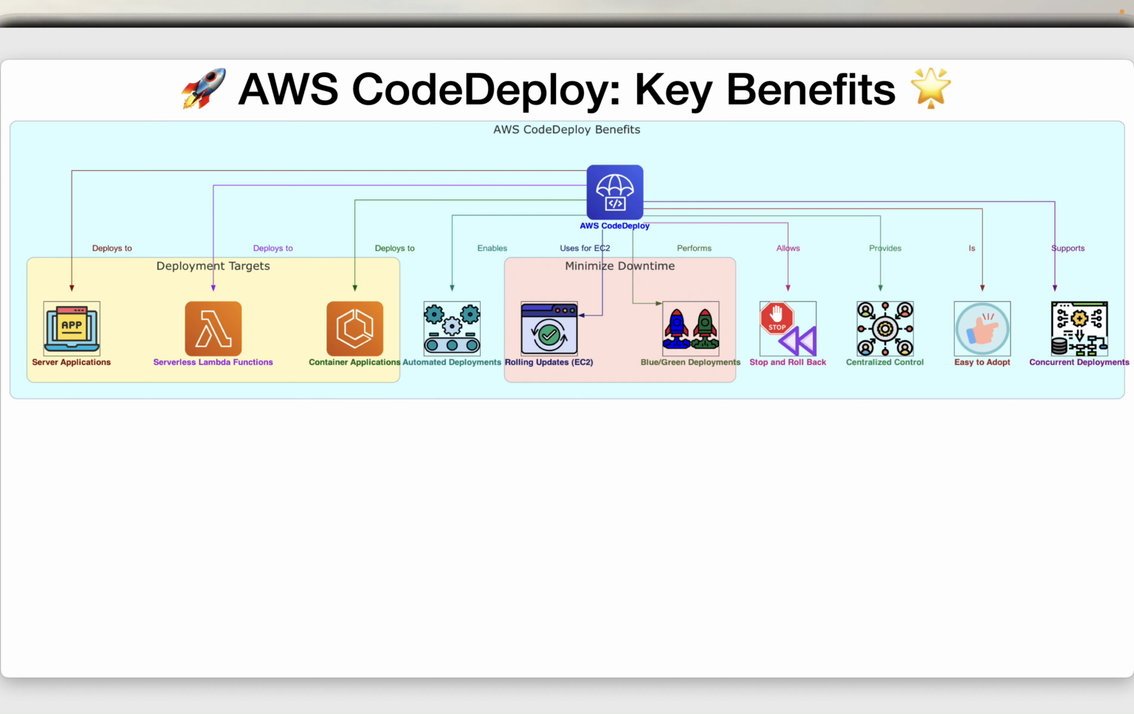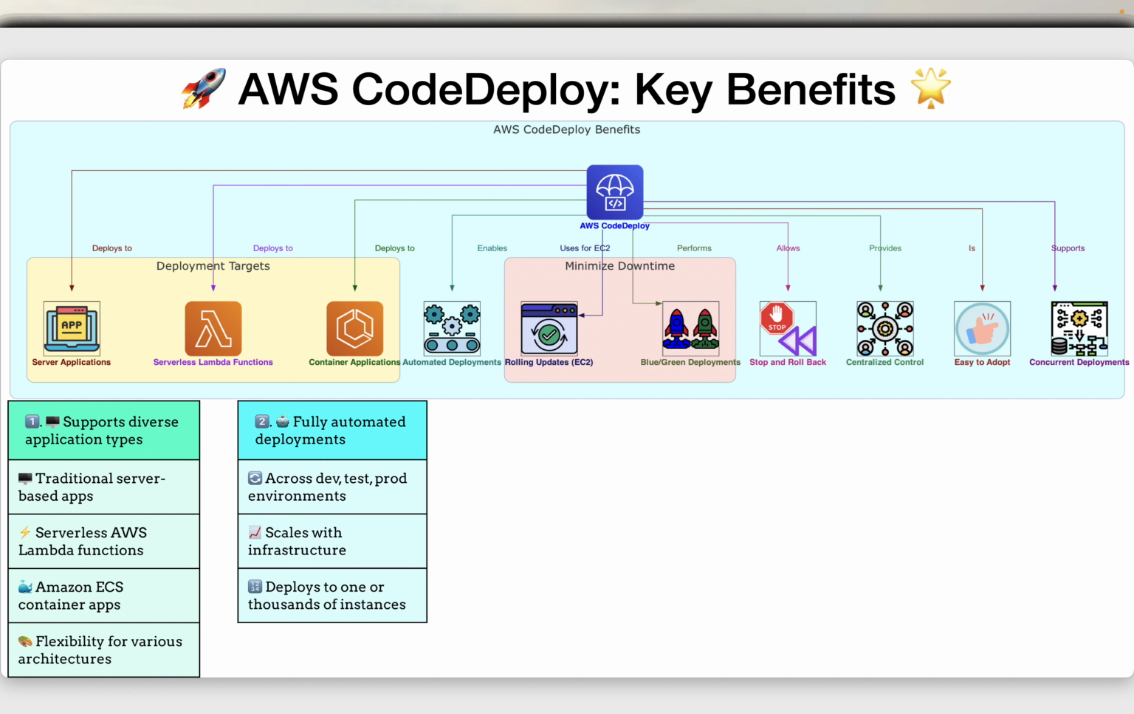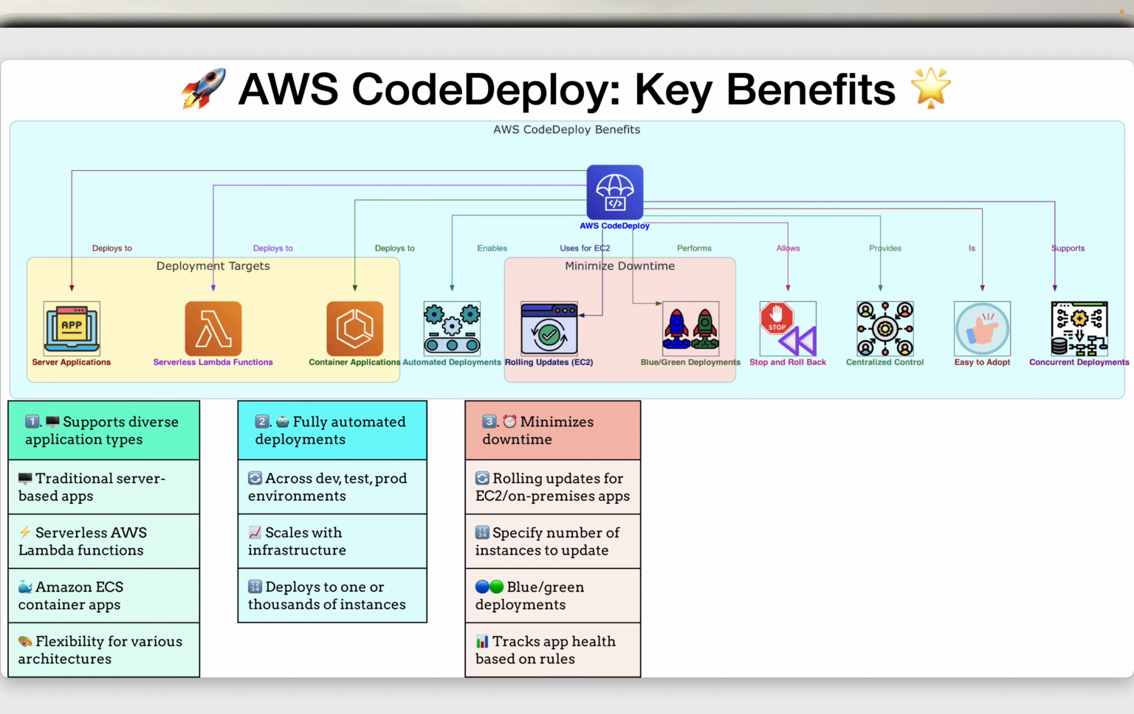So key benefits of AWS CodeDeploy. CodeDeploy allows you to deploy traditional server-based applications, serverless AWS Lambda functions, and Amazon ECS container applications, providing flexibility for various application architectures. CodeDeploy automates application deployments across development, test, and production environments, scaling with your infrastructure to deploy to one or thousands of instances seamlessly. For EC2 and on-premises applications, CodeDeploy minimizes downtime by performing rolling updates across instances. You can specify the number of instances to update at a time.